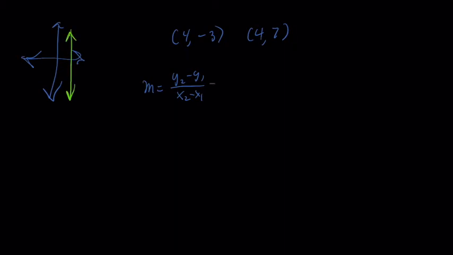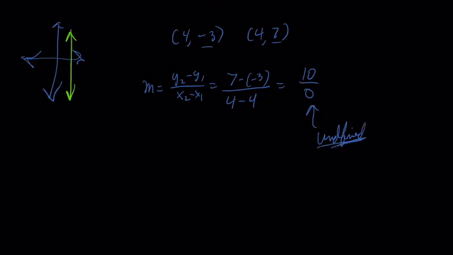So keep that in mind. As I solve this equation, I've got 7 minus negative 3 over 4 minus 4. That gives me 10 divided by 0, which is undefined. So because when we're working with vertical lines, their x-coordinate is constant, we're always going to get a denominator of 0, so our slope is therefore undefined.